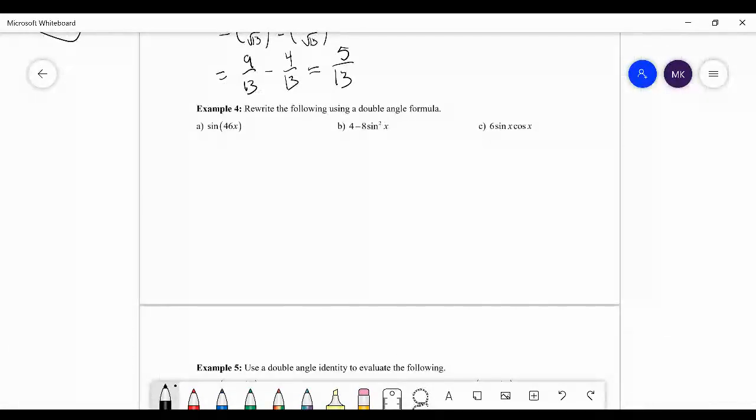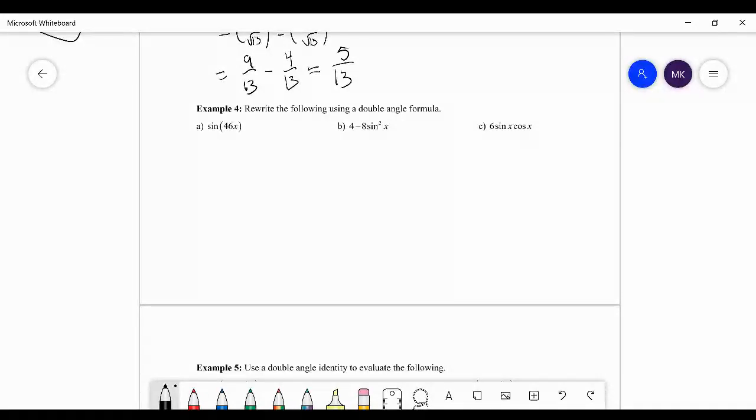So let's look at example 4 here. Rewrite the following using double angle formulas, okay? So what this means is we need to rewrite these either by applying a double angle formula, so taking something that is a double angle and writing it as the single angle, or taking something that has already been split and sucking it back in as writing it as a double angle. And the way we know which way to go is very simply by identifying whether the angle is a doubled angle or not a doubled angle.